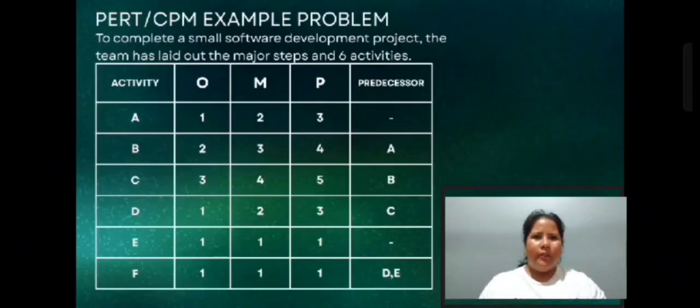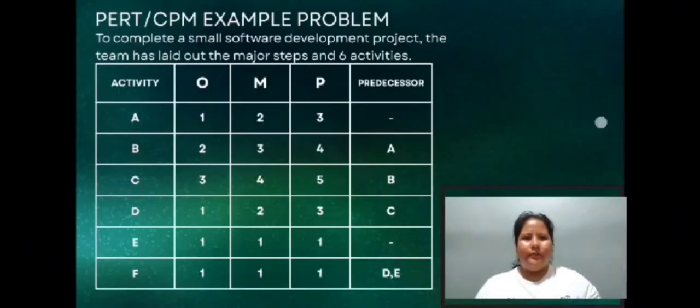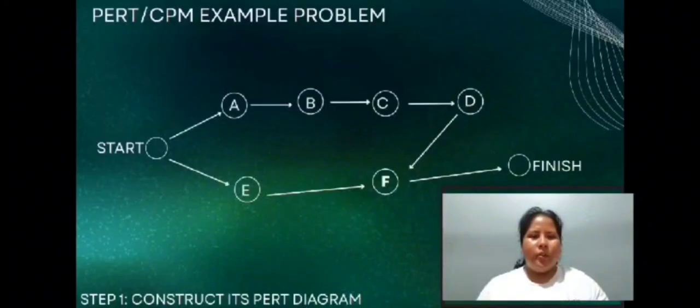Naka-indicate diri ang activity A to F, ang iyang optimistic time, most likely time, pessimistic time, and ang iyang predecessor. With the data shown in the table from the previous slide, pwede na din ta mag-start sa step 1 which is ang pag-construct sa iyang PERT diagram.